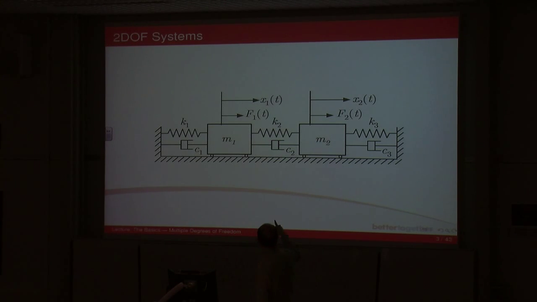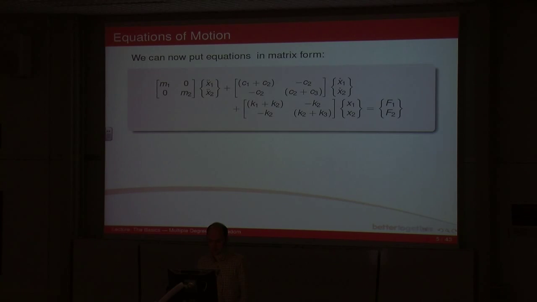And the second diagonal relating to mass 2 would obviously be K2 plus K3. So that's what happens with the diagonals with those matrices.